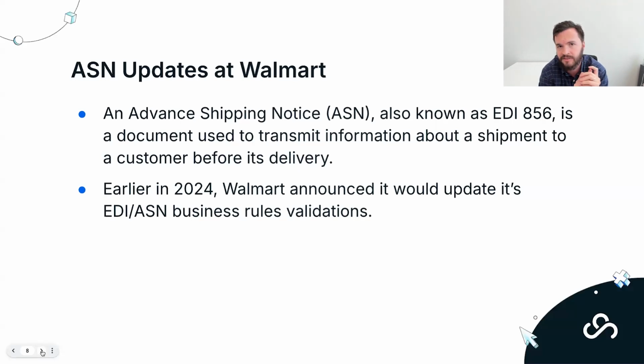These are EDI 856s. We'll be talking a lot about EDI today because everything related to ASNs is happening in that space. Maybe you've heard of an 856 in that context. It's basically the document that's used to transmit information about a shipment to a customer before its delivery.